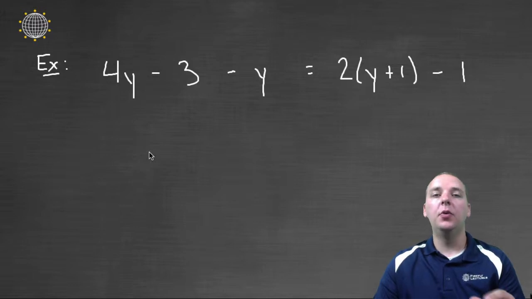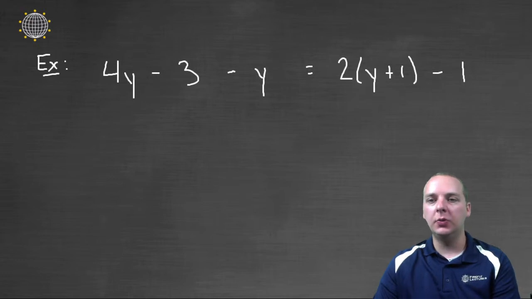Let's take a look at a few more linear equation examples. Let's say we have 4y minus 3 minus y equals 2 times the quantity y plus 1 minus 1.